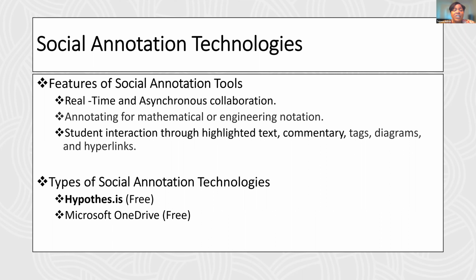Some of the social annotation technologies we will be reviewing and practicing with: Hypothesis, which is a free social annotation tool, but we also use Microsoft OneDrive. If you have a paper and you want to leave comments or links, you can use Microsoft OneDrive as a way of annotating a paper as well. But we will be exploring Hypothesis.